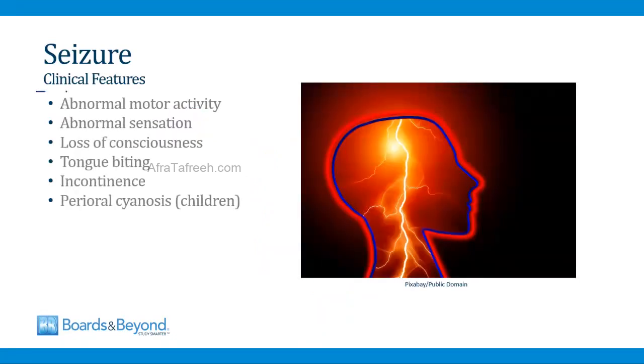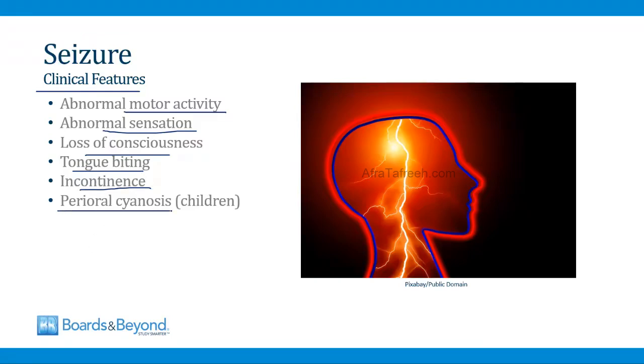Seizures can have lots of different clinical features depending on which parts of the brain are involved. There can be abnormal motor activity and abnormal sensation. Some patients lose consciousness during a seizure. Tongue biting is a common feature of seizures. Incontinence is also a common feature of seizures. And finally, when children have seizures, they often underventilate their lungs and they can become cyanotic. And this is usually most obvious around the lips. This is called perioral cyanosis, a classic feature of a seizure in a child.